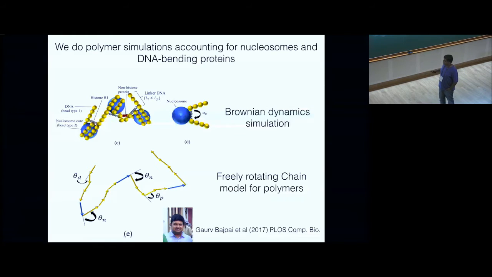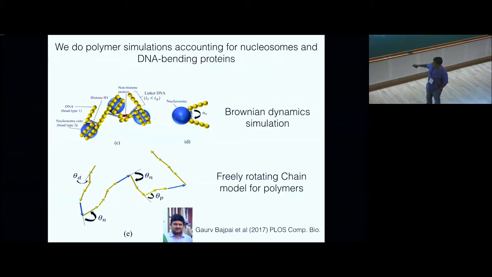We did two kinds of simulations. Gaurav is a student who did this work. So we did Brownian dynamic simulations with some details, and we did polymer models, which is called a freely rotating chain model for polymers, where each polymer is created by a set of 3D vectors, and wherever there is a nucleosome, there will be a specific angle, theta n, which is the nucleosome angle. Wherever there is a protein, there will be a specific angle called theta p, which is the protein angle. So we could make freely rotating chain-like models.